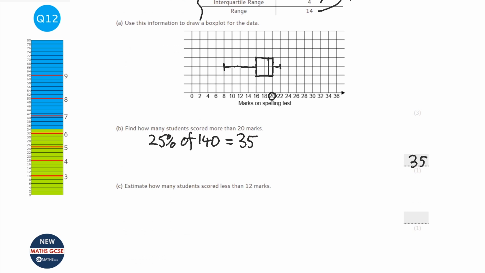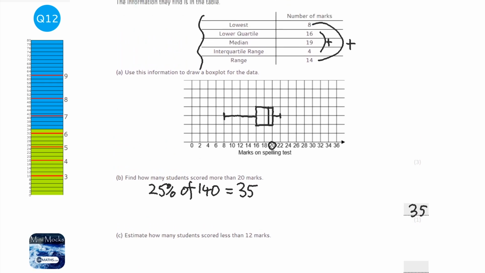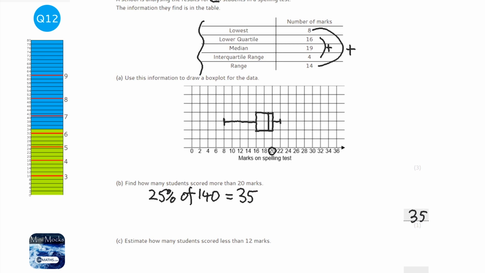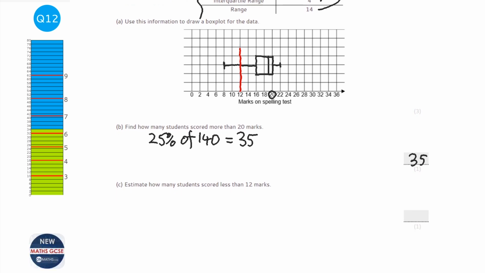Next one, question C. Estimate how many students scored less than 12 marks. So let's have a look at 12 marks. 12 marks is here. And 12 marks is halfway between the lowest value and the lower quartile. So we know there's 35 students who are in that quarter. And so we're going halfway there. Now we can't really say 17.5. That doesn't make much sense. So on this question, I would expect that you could either write 17 students or 18 students.